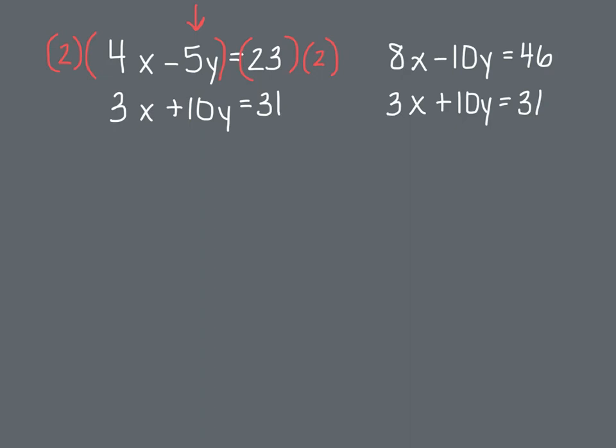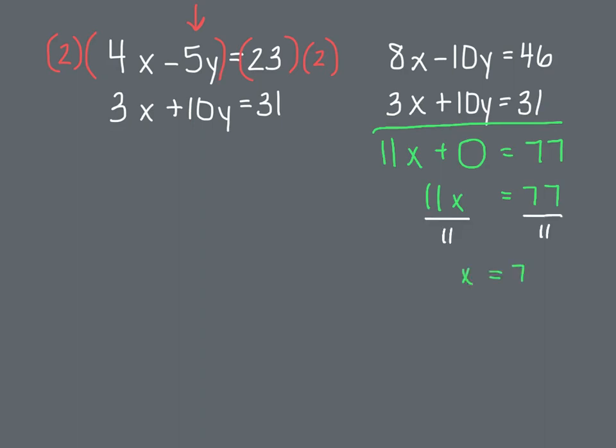Now that I have y's that will cancel out, I can add like terms in both equations. The y values cancel out nicely, and I can solve for x by getting x equals 7. And remember, you need both variables in order to give the solution, because the solution is a point, which has 2 coordinates.